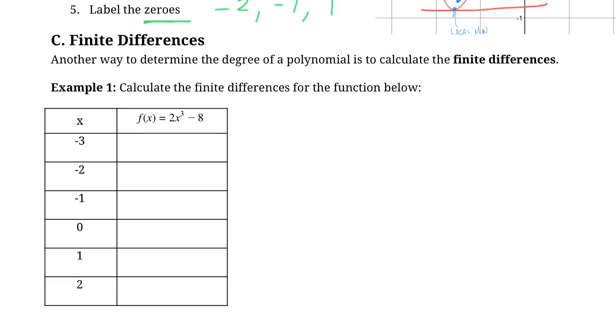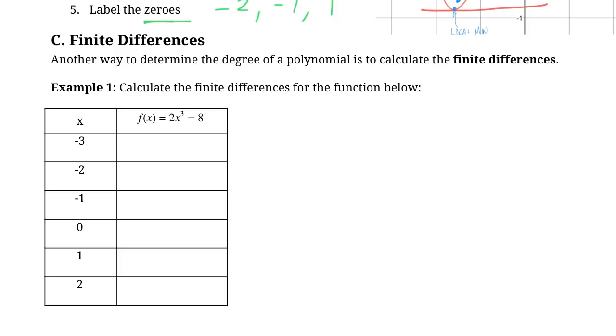So here we have the last little part, the last way we can identify a polynomial, and it's by the finite differences. And we know this, the first differences, second differences, that's essentially all we're talking about here, the differences between the values. So we're asked to determine, basically calculate the differences of the table below.